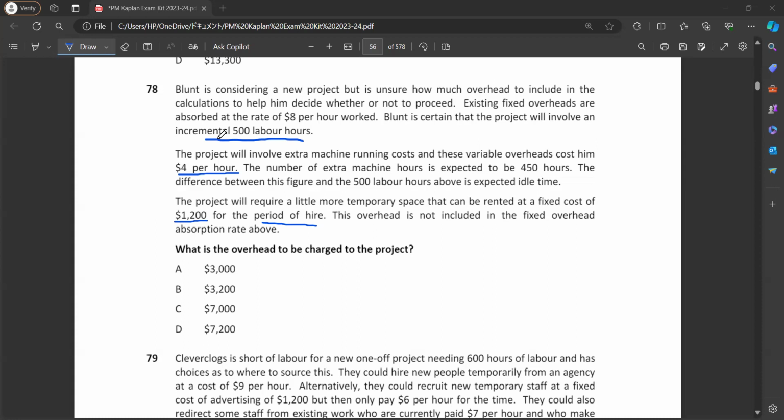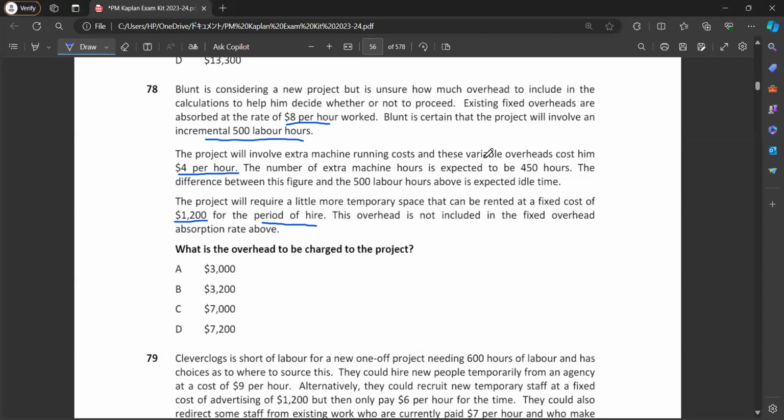See, this project will require 500 labor hours. We see that fixed overheads are absorbed at the rate of $8 per hour. And that's one part of it. But they are absorbed. There is no future incremental cost on account of fixed overheads. Done. So this piece of information, $8 per hour fixed overheads that are absorbed, becomes irrelevant for us.